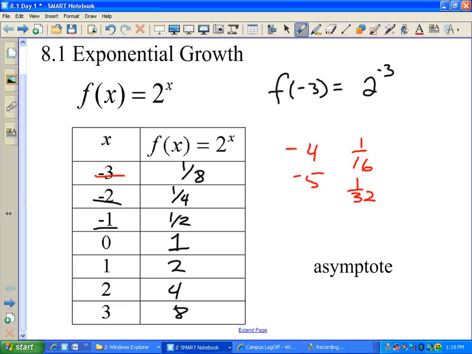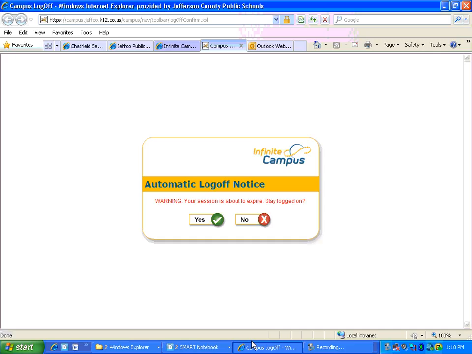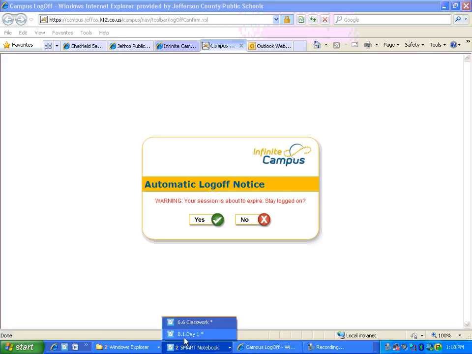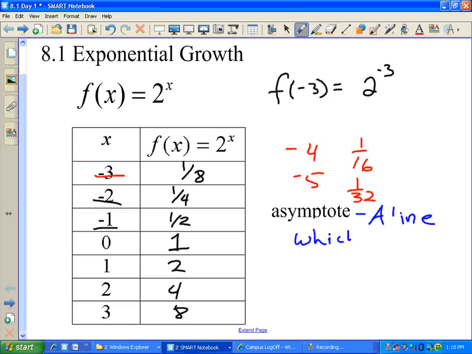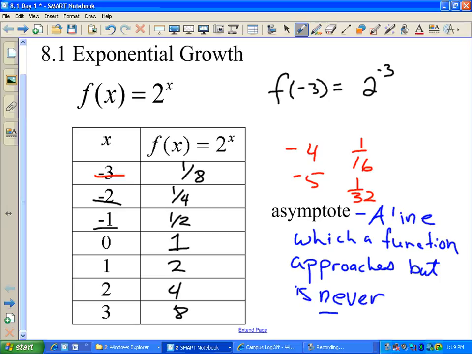So, the asymptote. The asymptote. Hey guys, focus. Not on that page. Is a line, not a lane, which a function approaches but is never equal to.